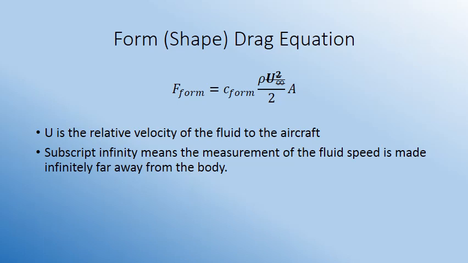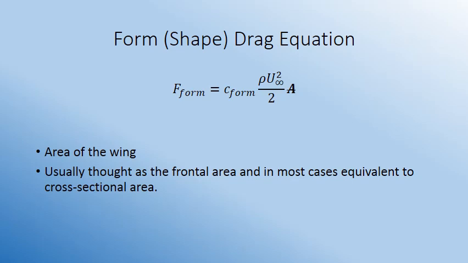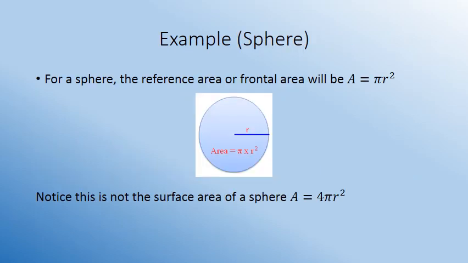The subscript infinity means that this measurement is made infinitely far away from the aircraft. This value usually accounts for the speed of the free stream that has not been disturbed by the aircraft. Finally, A accounts for the area of the wing. This area is usually thought of as the frontal area of the body, and in most cases it is equivalent to the cross-sectional area. For example, let's assume that the body is a sphere. The value for the area in the form drag equation will be equivalent to pi r squared, the cross-sectional area of the sphere, rather than the surface area of the sphere.